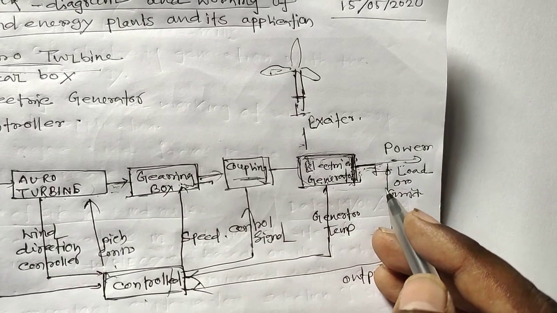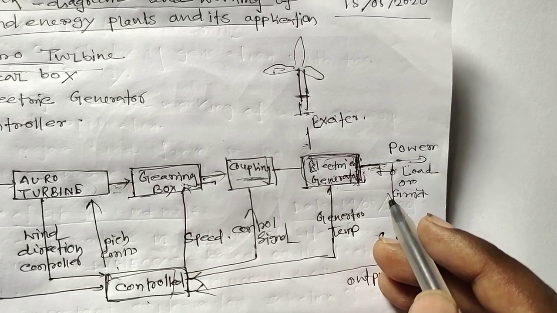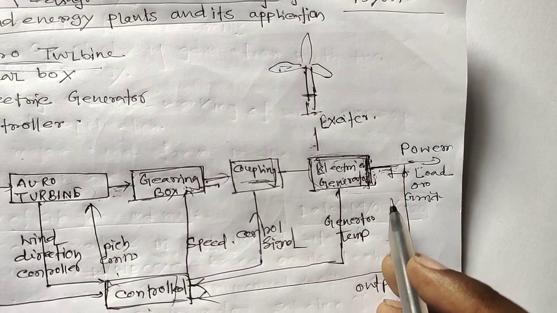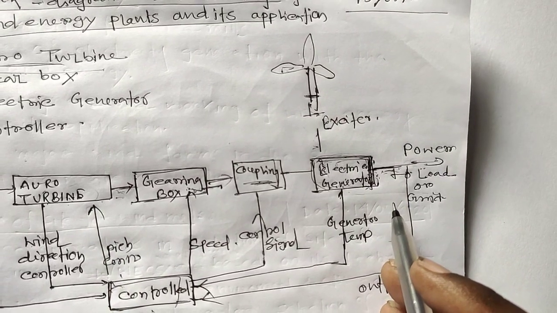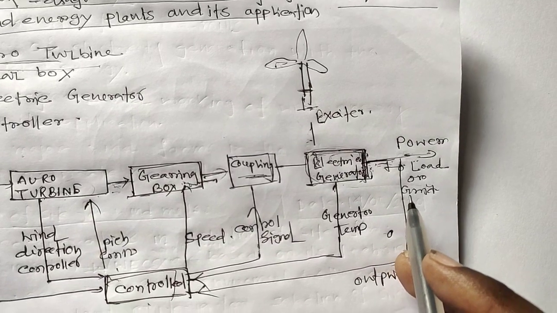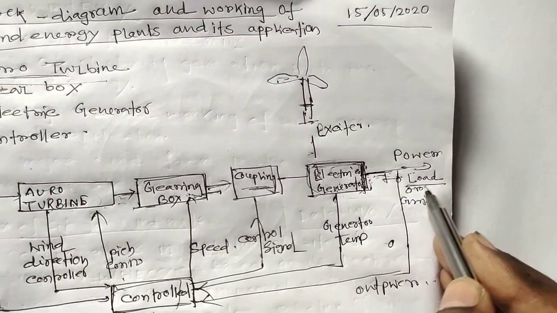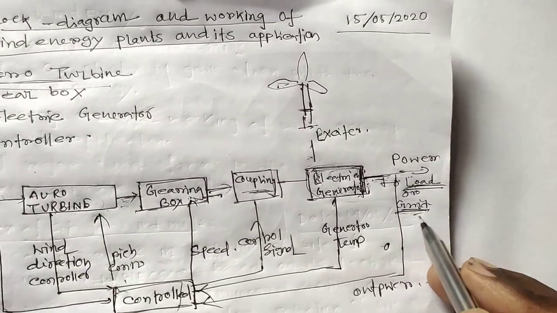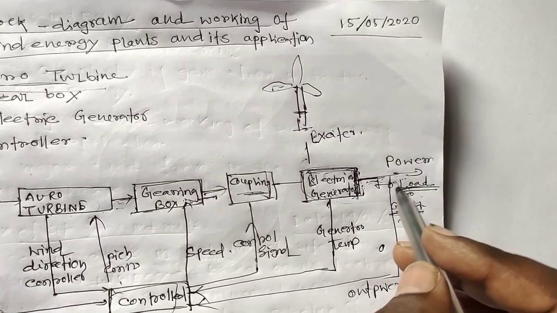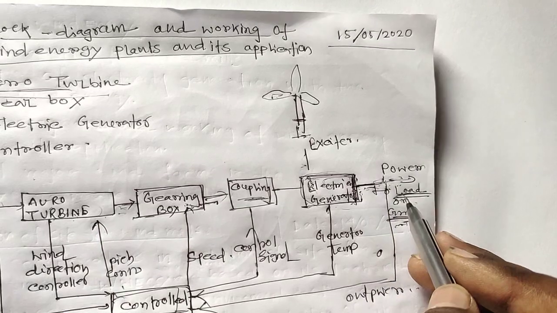This rectified DC output is given to the line converter to convert it into stabilized AC output, which is ultimately fed to the electrical transmission network or grid with the help of a step up transformer. Here the step up transformer is connected with the output.